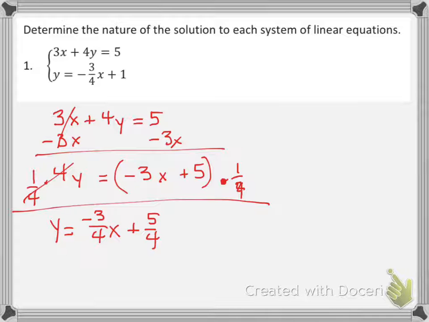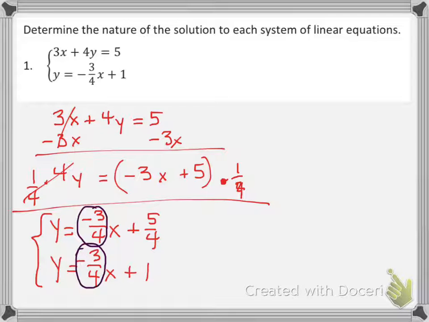Okay, so now we have the two equations in slope-intercept form. Let me write the other one down here: negative 3/4 x plus 1. So here is our system of equations. And here's what I see. I notice that the slopes are the same. And if the slopes are the same, it means that either they're parallel lines or it's the exact same line. So then I look at my y-intercepts and I see the first y-intercept is 5/4, 1 1/4, and my second y-intercept is a plus 1. So they definitely cross the y-axis at different points.